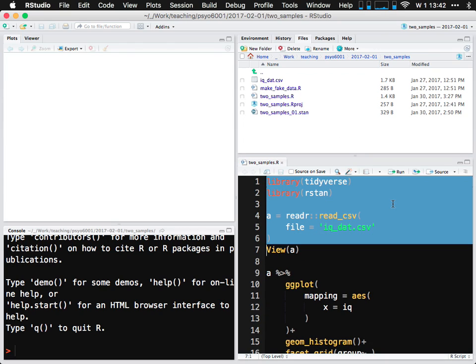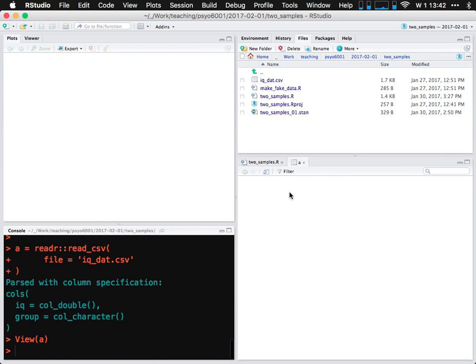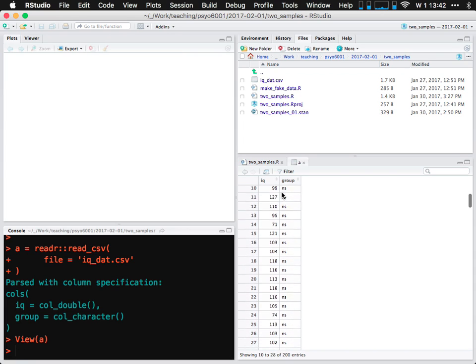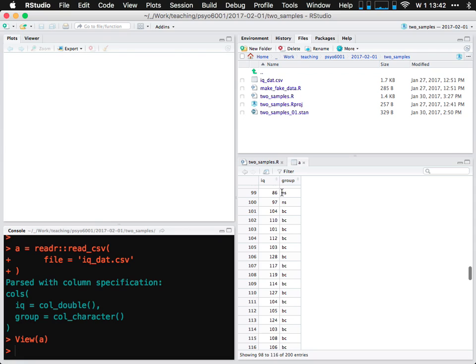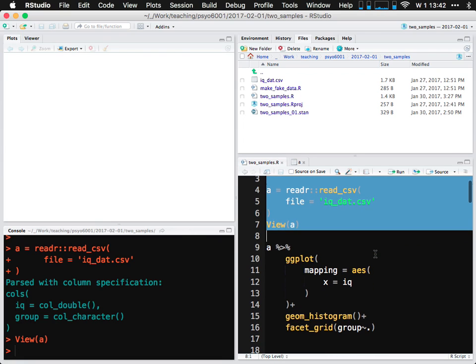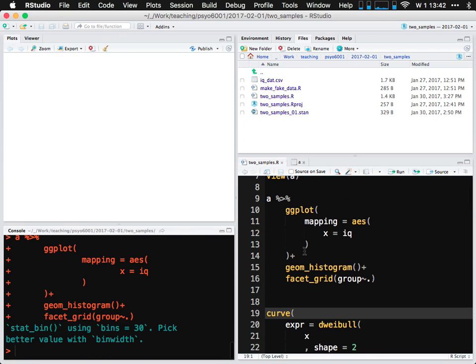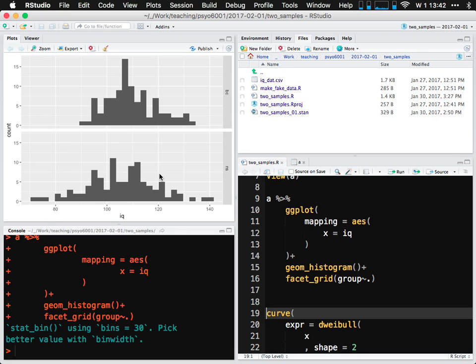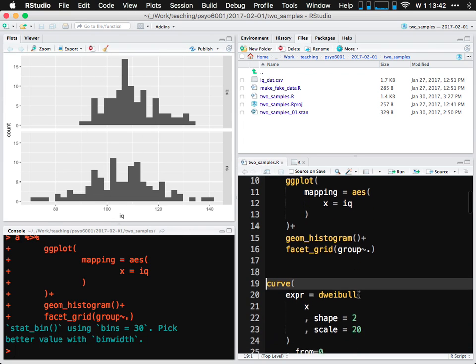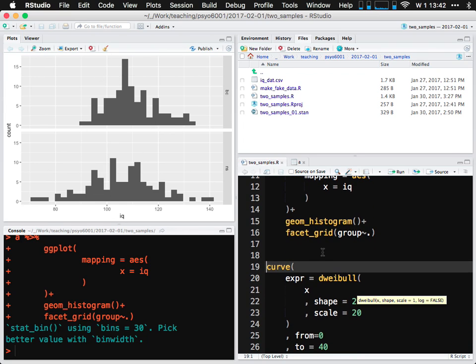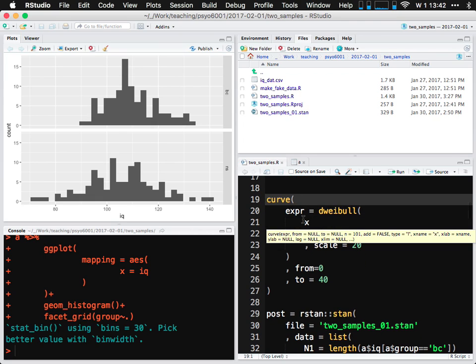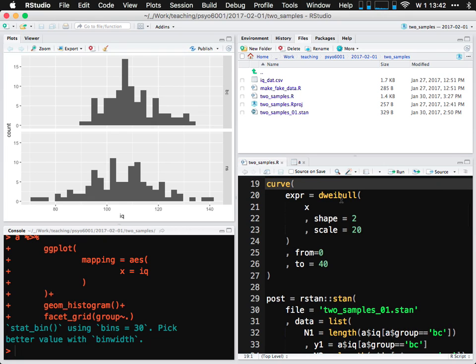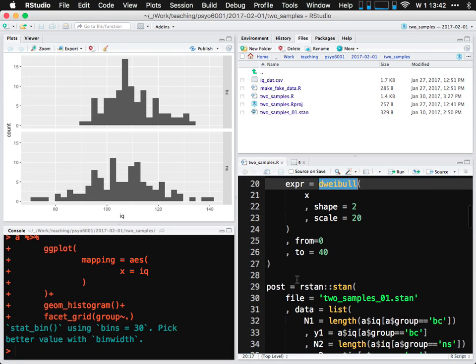So we had this data that we'd read in. It was two groups, Nova Scotians and British Columbians, and IQs for those two groups. And we can get a sense as to how these two groups were distributed in their IQ scores. And this, I guess, is just some code to show you the shape of various curves that are available to represent your beliefs.